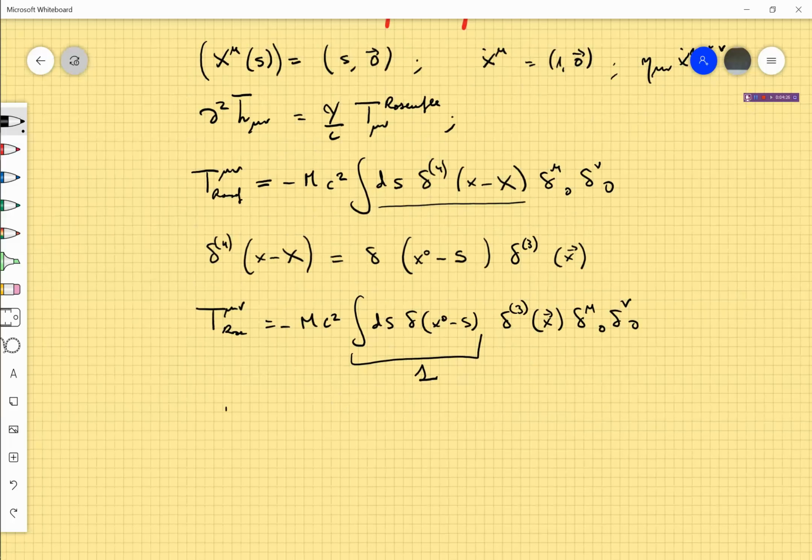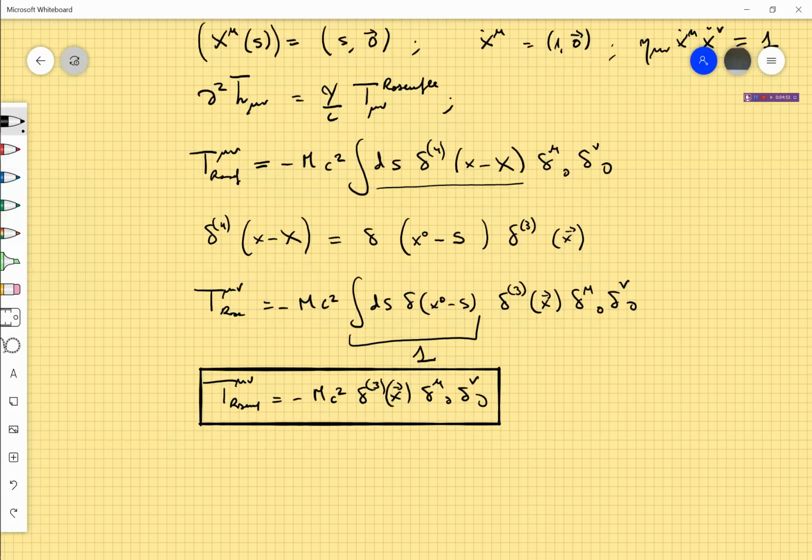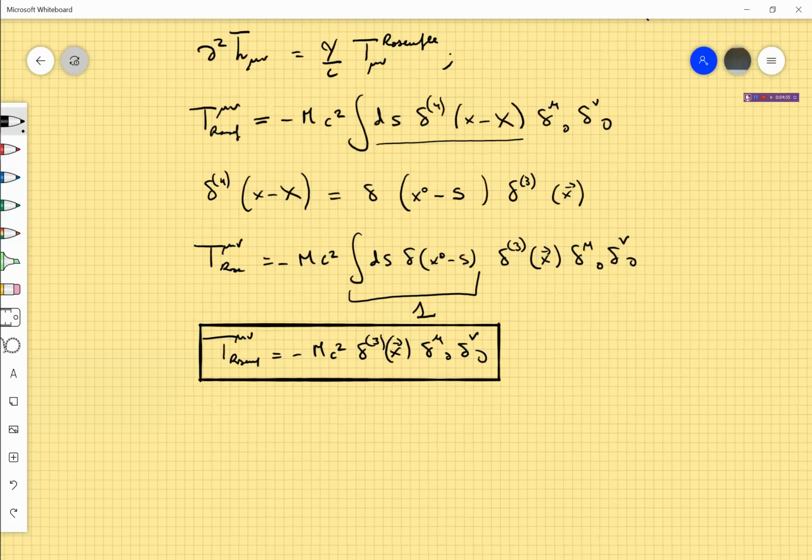So I put this result in a box. This is minus mc squared delta 3 of x delta mu 0 delta nu 0. This is basically the result that you expect. This is energy, mc squared, units of energy concentrated at the origin, and the sign is because of our conventions I have explained several times.